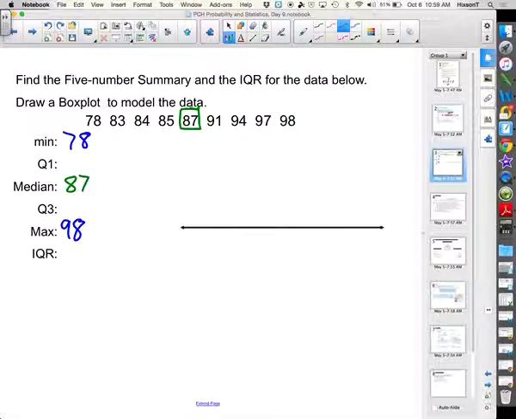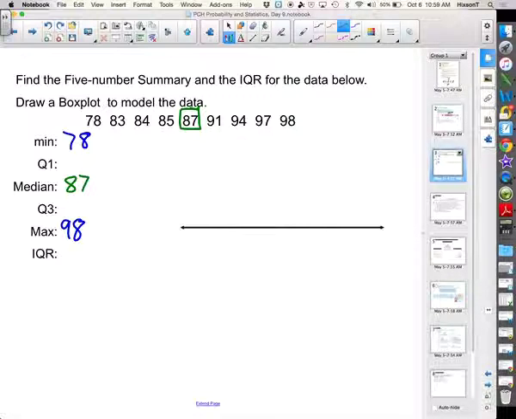Now we have to figure out quartile 1. What would Q1 equal? 84. 84? What do you guys say? Someone explain to me how they got 84. Well, between 78 and 87, including both, there's 5 numbers. Mm-hmm. So you just find the median, which is 2 on each side, 84 is in the middle.